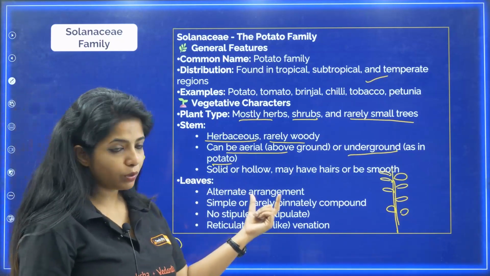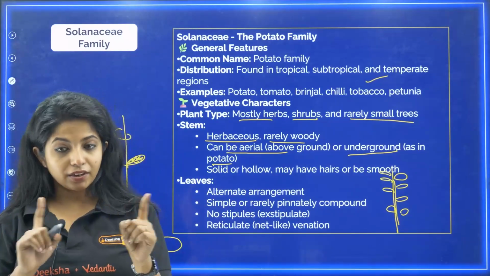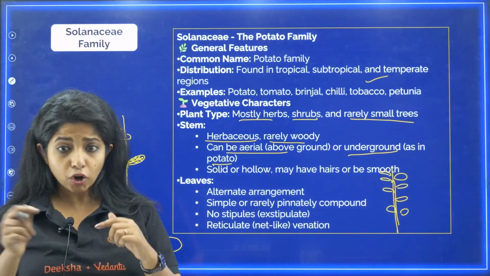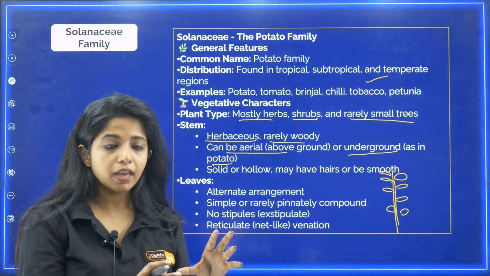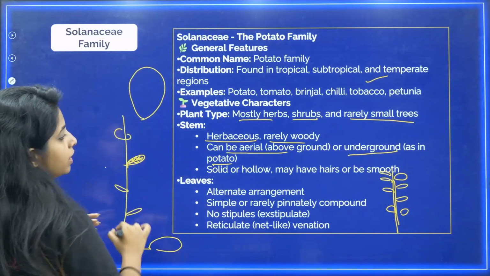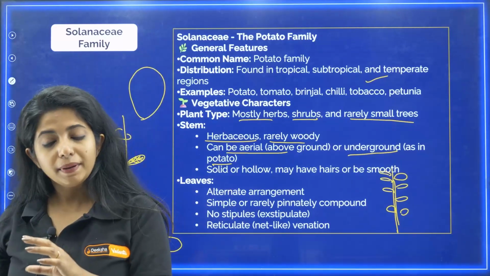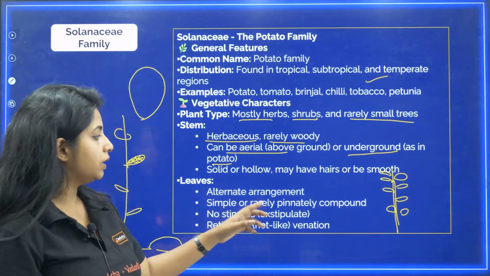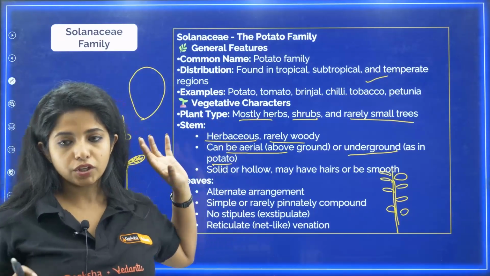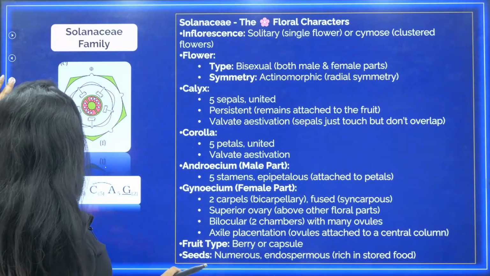So the leaves are arranged alternately, my dear children, not opposite. They can have simple leaves, where there is no incision, or pinnately compound, but that is very rare. No stipules are there, that is why it is exstipulate, and reticulate venation is also found in the Solanaceae family. Now talking about the floral diagram, which looks like this.